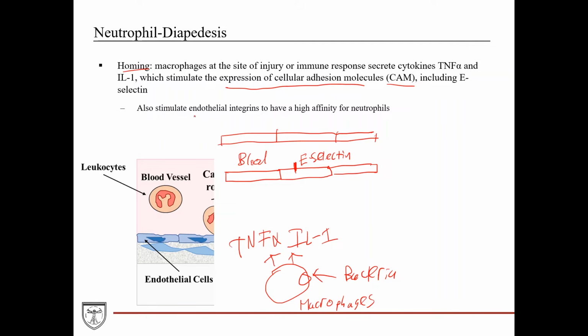And then these cytokines will also stimulate endothelial integrins, which have a higher affinity. So these are more downstream. And so you have integrins here as well that are expressed. The E-selectins will slow things down, and then as they're slowing down and coming to a stop, they bind to integrins, which will bind much more tightly.